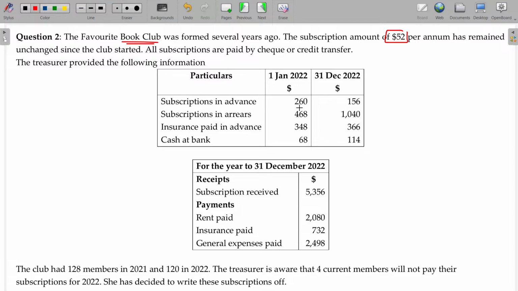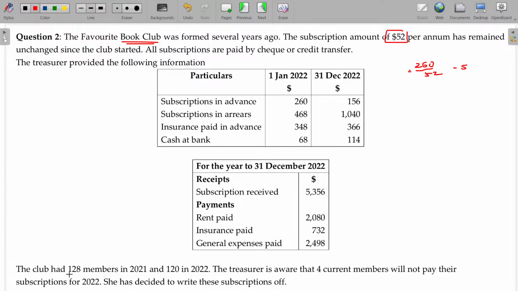So, subscription in advance. See, per member 52 means there is an advance of 260, divided by 52. What does it mean? 5 members paid in advance. That's the logic, but of course not required. But if it is needed, you need to understand. And here it is 3 members. Then similarly, we have the arrears and insurance paid in advance, cash at bank, and receipts and payments.